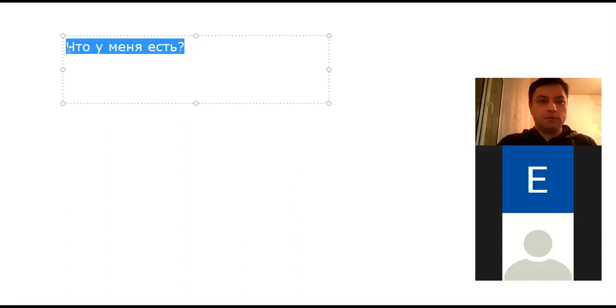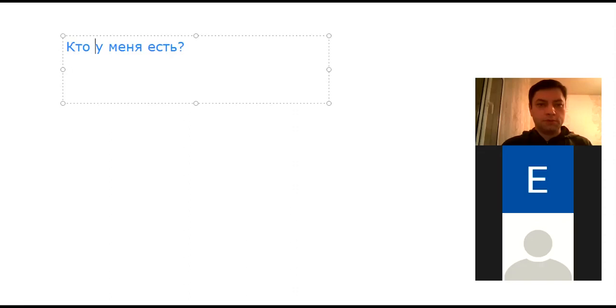Okay, so this is how. And instead of что, you can also use the word кто, if you're asking about a person. Who does he have? You can ask this question when you want to ask whether he has a brother or a sister. Кто у него есть? And the answer would be: у него есть сестра.